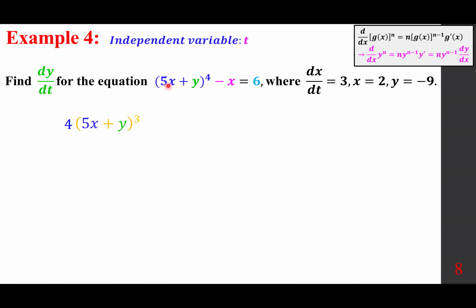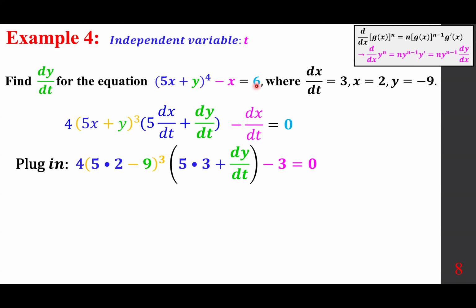Now the derivative of the inside is 5 dx dt plus dy dt, minus dx dt, and this is a number, 0. Just plug in, that works out just as well. 5 times 2 is 10, minus 9 is 1, and cubed is 1, so it has no bearing.